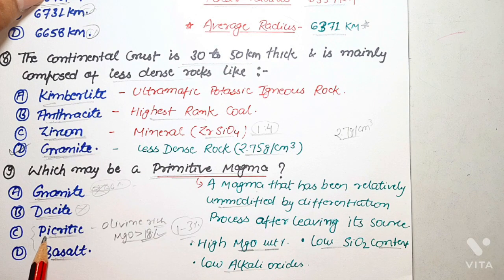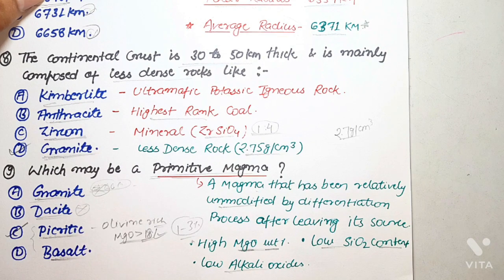Okay, because picritic magma has more MgO weight percentage than basalt, and also low silica content than basalt. So the correct answer of this question will be picritic magma.